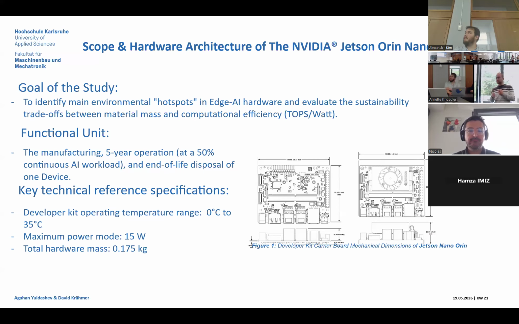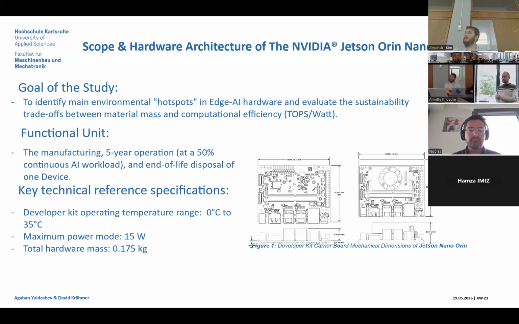one NVIDIA Jetson Orin Developer Kit as a PCB. The functional unit is to provide this computational power over 5 years in a developing context. So it's not a product which runs day and night. So we calculate with 15 watts, 5 years, and half a day of running time.